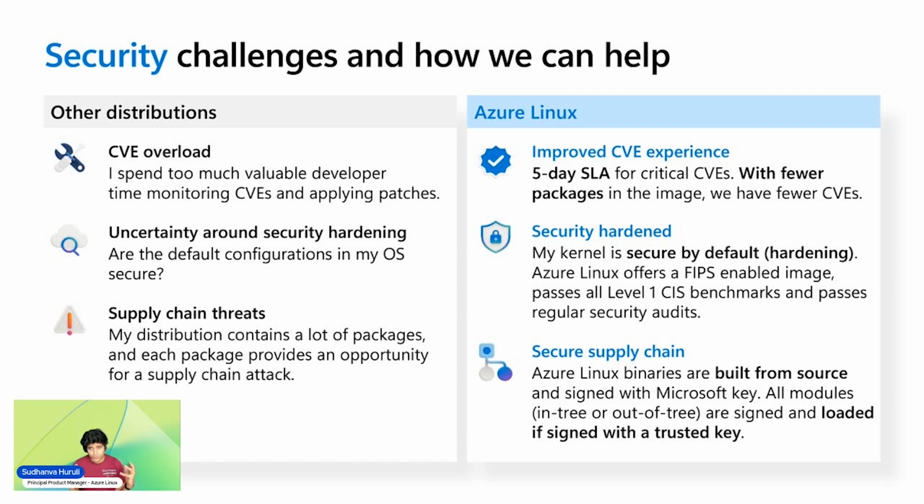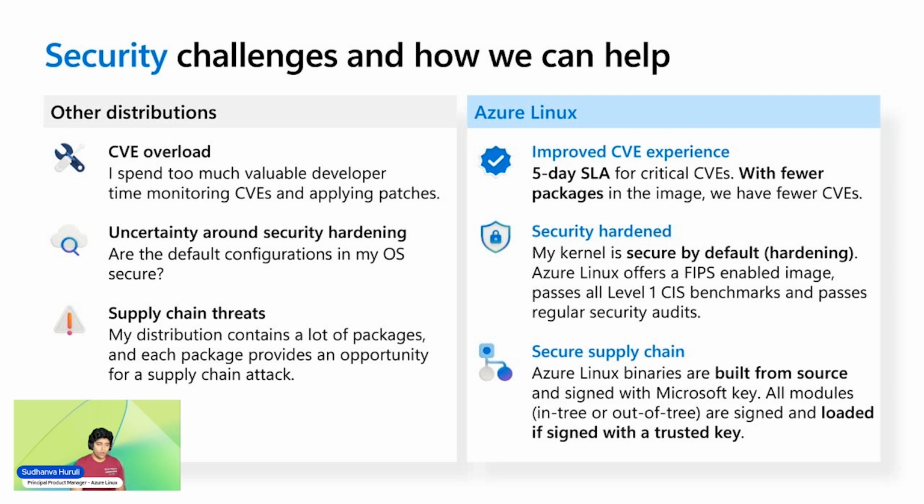Azure Linux helps with all three of these. First, with CVEs, because we have fewer packages, Azure Linux actually just has fewer CVEs than other distros. Furthermore, for critical CVEs, we have a 5-day SLA. For high CVEs, we have a 30-day SLA. So teams can rest assured that their fleet will be patched within certain dates.